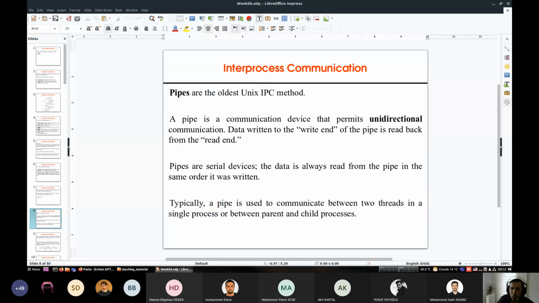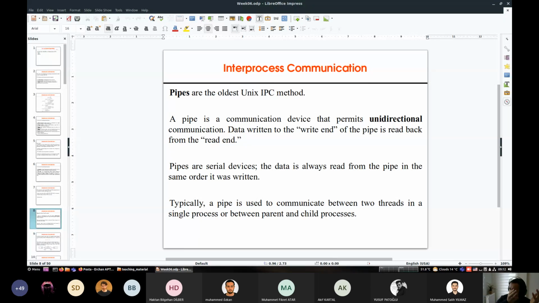Now, this is the oldest and simplest method of communication between two processes. One pipe allows communication between two processes. Two pipes allow communication between four processes, if we want to. Now, a pipe is a communication device that permits unidirectional communication. Tek yönlü iletişim. One side will write the data, the other side will read the data.